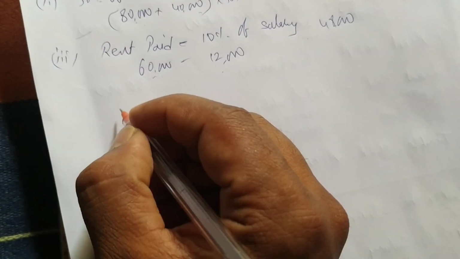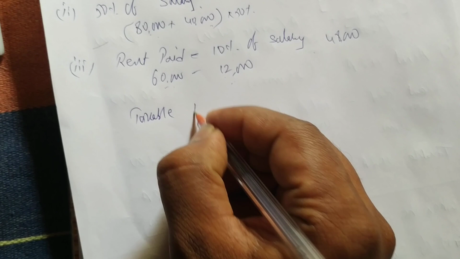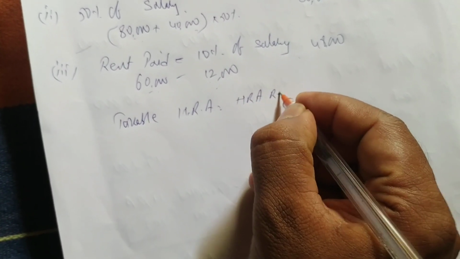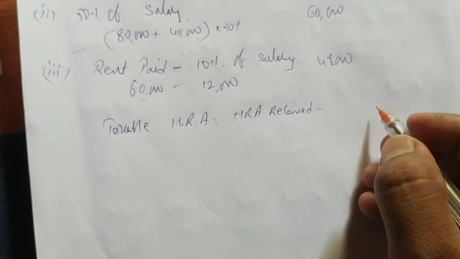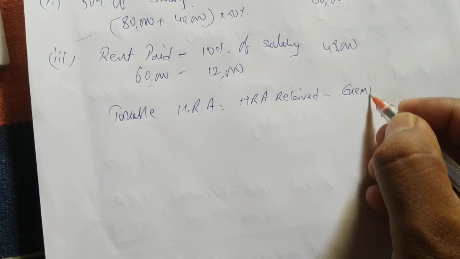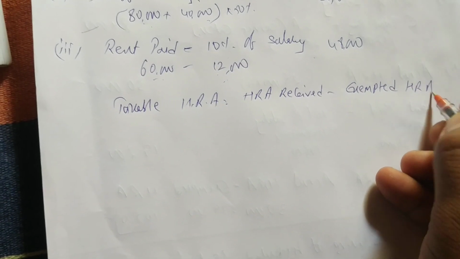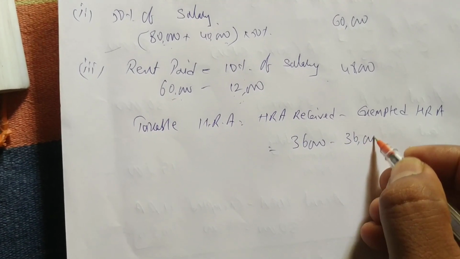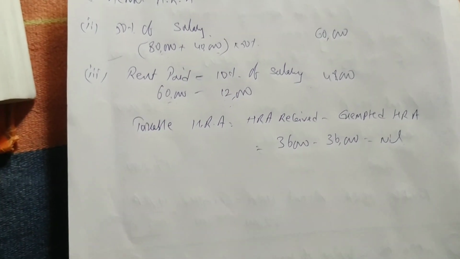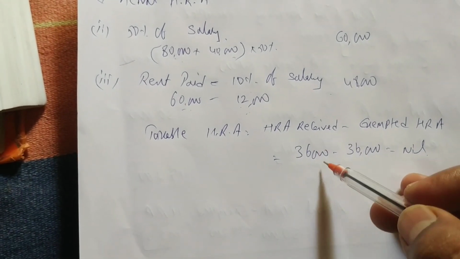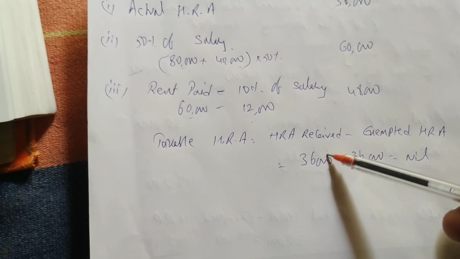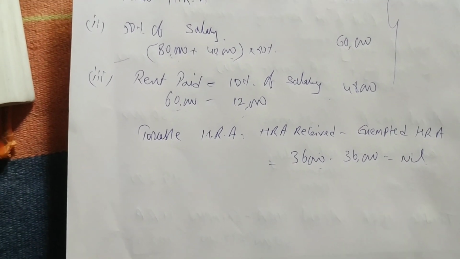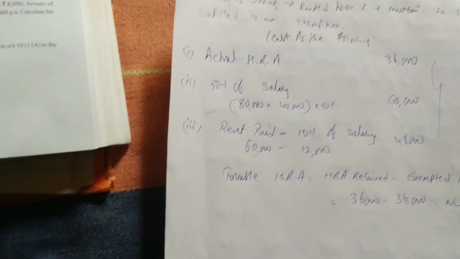So taxable HRA equal to HRA received minus exempted HRA. So how much is taxable HRA? 36,000 minus how much is exempt? 36,000 equal to nil. There is no need of paying tax. Because HRA received is 36,000 and the least of the 3 is also 36,000. That's why there is no tax on HRA. So like these problems we have to do. I want you to solve one problem.